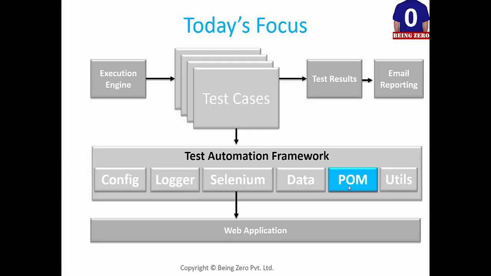So config, logger, Selenium layer, data, and utils. These parts of our framework can be reused, but page object model is something which is application specific, and we'll have to write it from scratch. So since this is something that you may have to do again and again in various projects that you will be part of, this becomes the most critical piece of our framework.